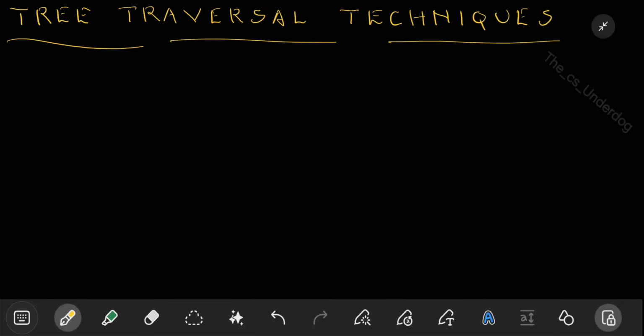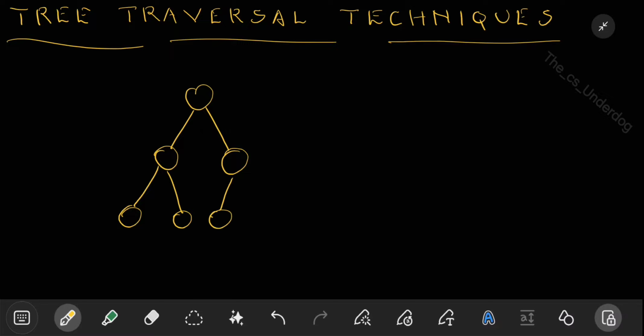Tree traversal techniques. What is tree traversal? Tree traversal refers to the process of visiting nodes of a tree in a certain order such that each node is accessed exactly once. So if you have a tree of this kind, you need to find some way of visiting all the nodes such that each node is traversed exactly once.